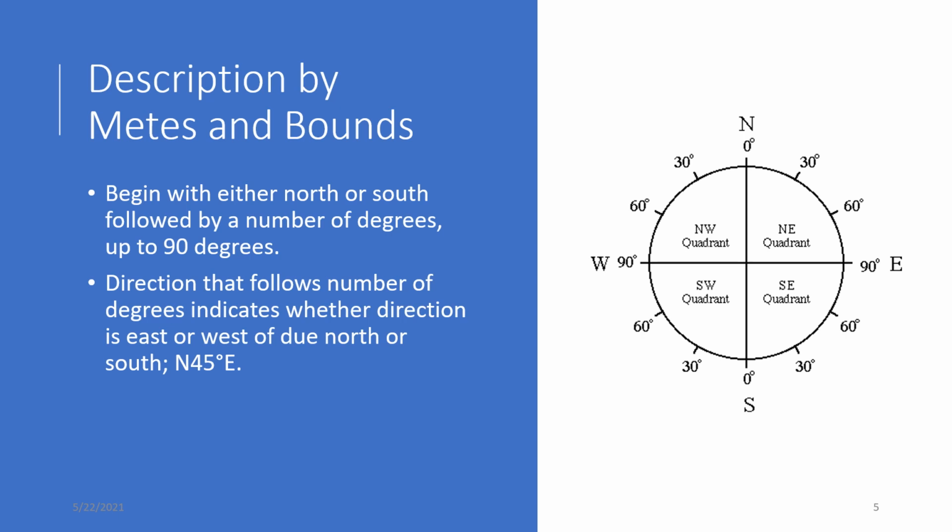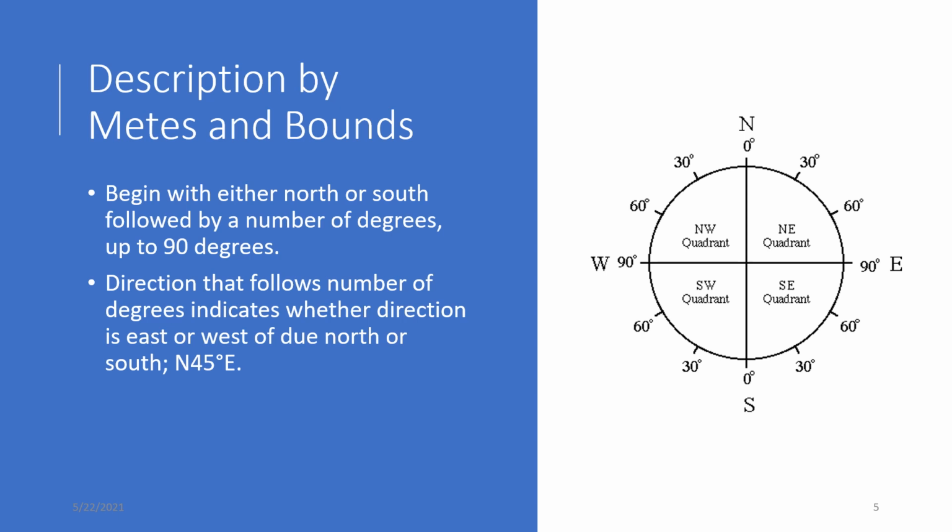So look at north 45 degrees east. If you had a pencil and you pointed the lead up to north, and you went 45 degrees, which is halfway to 90 degrees, you would take your pencil point and turn it to the right. So it would be pointing to north 45 degrees east.